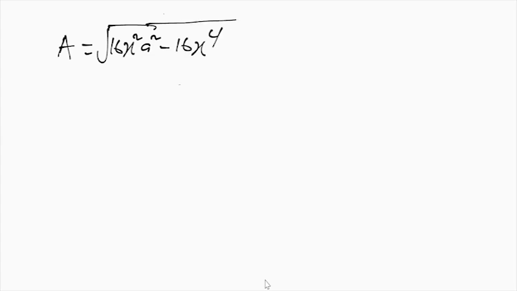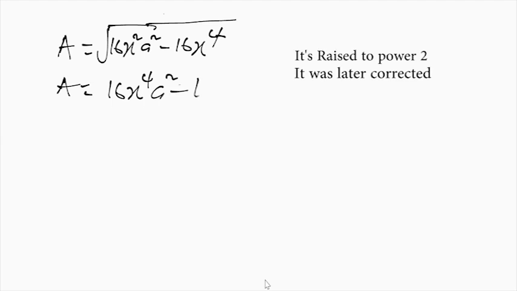Now, how do we go about that? We have A equals the square root of 16x squared a squared minus 16x to the power 4. So we need to find the derivative of A with respect to x. Let me quickly transform this from root to another form: 16x squared a squared minus 16x to the power 4, all raised to the power of 1 over 2.